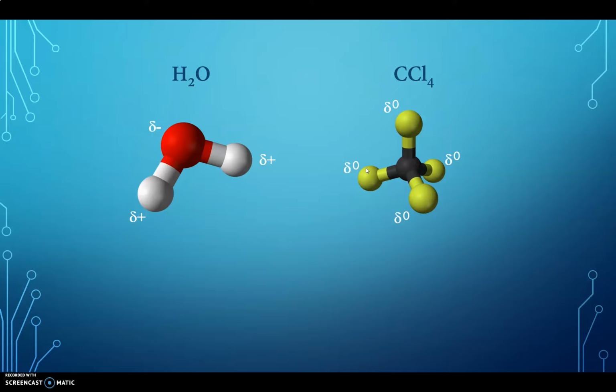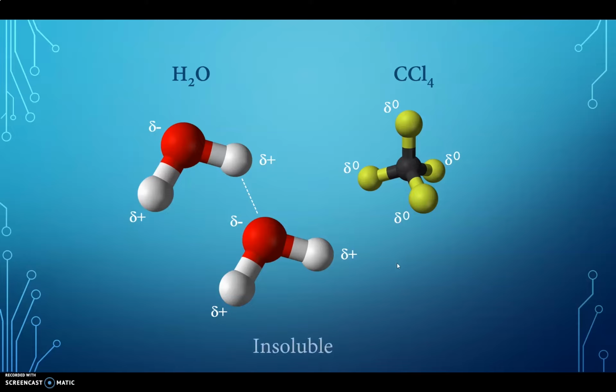It's not that water is repelled from carbon tetrachloride, it's just that water likes other water molecules better. The positive and negative poles between two water molecules will attract each other. So it's not that the water molecules don't like carbon tetrachloride, it's simply that they love each other. They get much stronger bonds if they simply stay together, and so these substances simply do not mix. And therefore we would call this an insoluble combination.